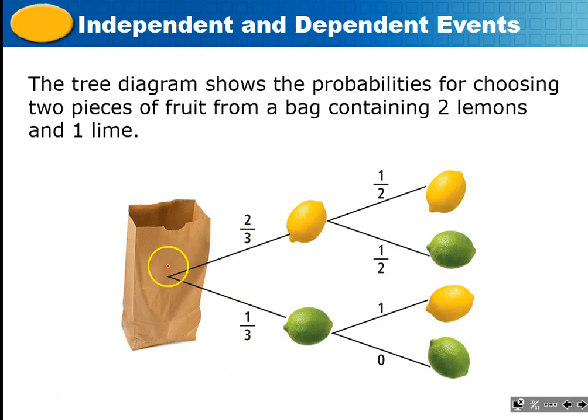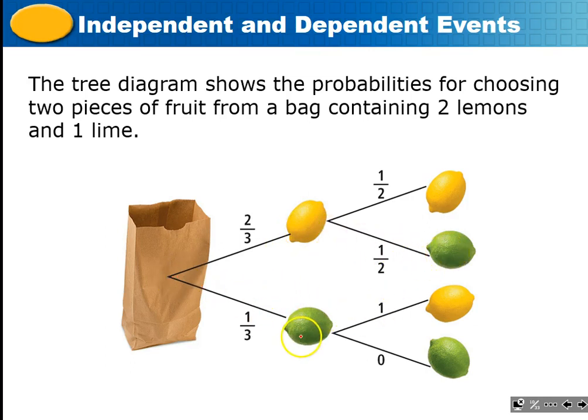So if we have 3 pieces of fruit in the bag, and we have 2 lemons and 1 lime, the probability of me pulling out a lemon the first time would be 2/3. The probability of me pulling out a lime the first time would be 1/3. Now, the question is, what would be the probability if I pull out a lemon and then another lemon? So that would be 2/3 times 1/2. If I pulled out a lemon and then a lime, that would be 2/3 times 1/2 as well.